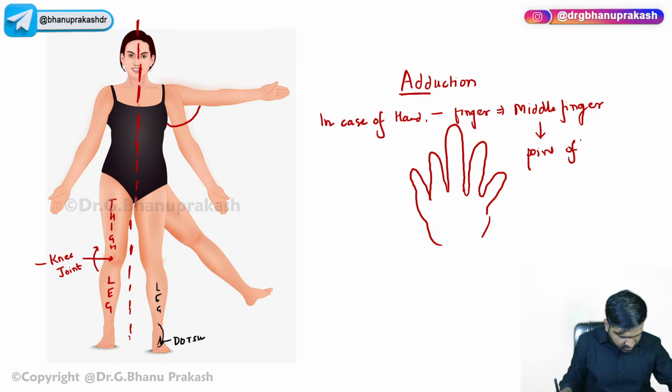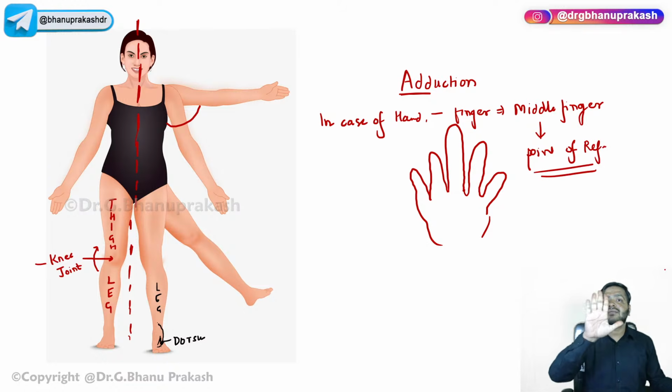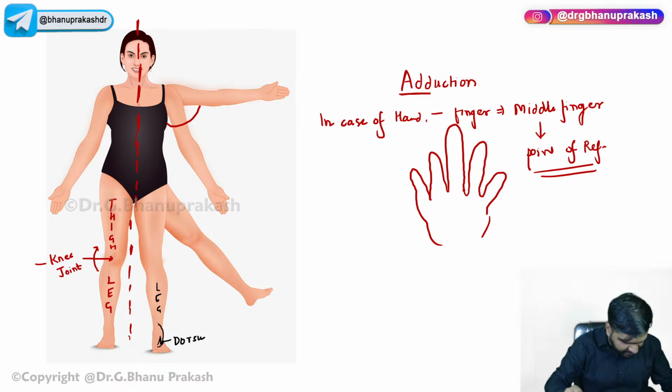Yes, abduction, very good. It is taken as the point of reference, guys. When all the fingers are going away from the middle finger, it is abduction. Abduction is going away. If it is adding towards the middle finger, it is adduction.